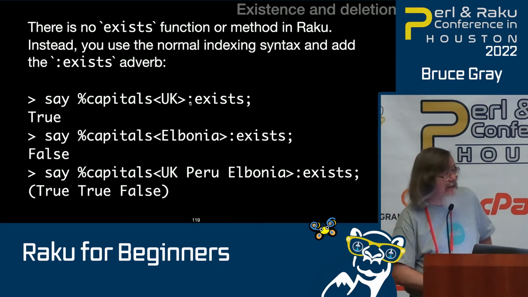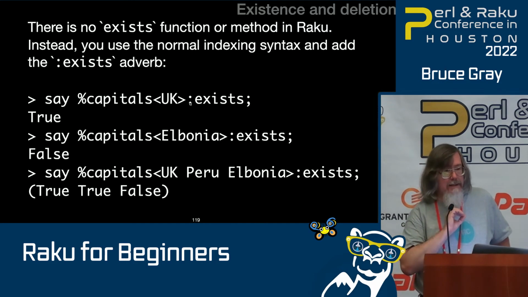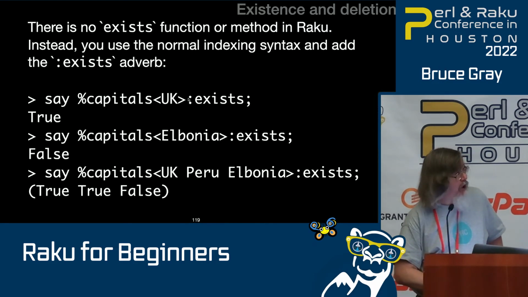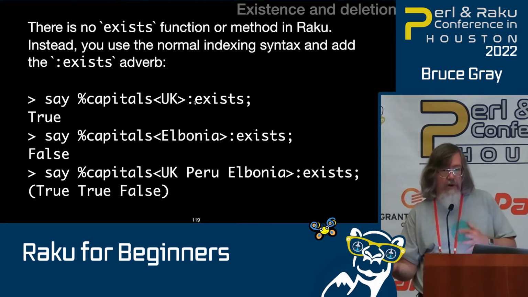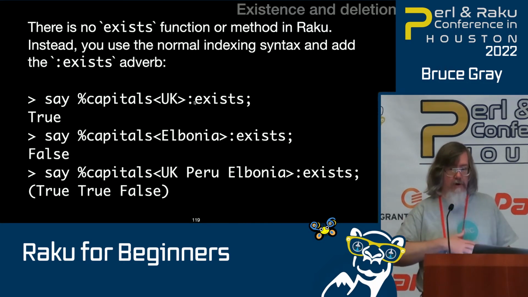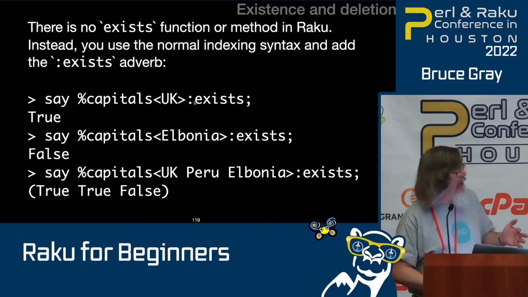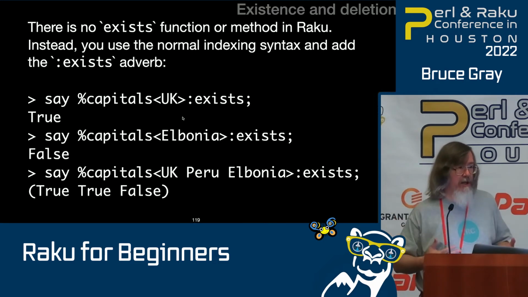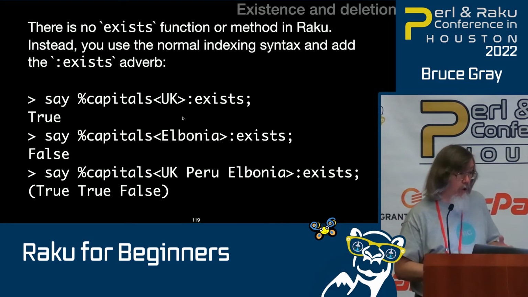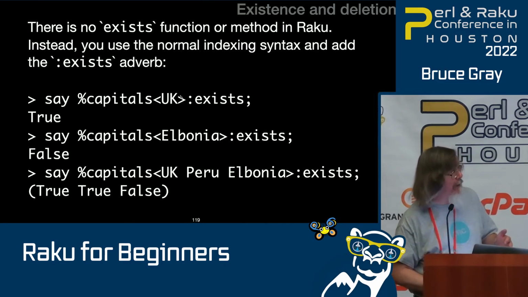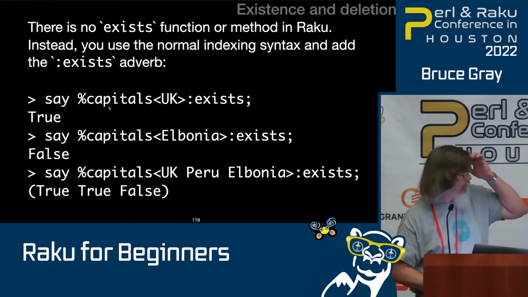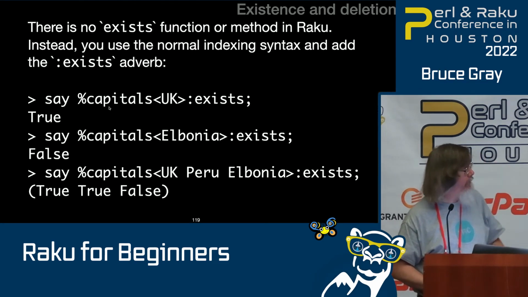Instead of calling an exists function or an exists method, you put colon exists as an adverb. What does an adverb do? It modifies a verb. So the action that we're taking is accessing the UK key in capitals. We're going to modify that action. Instead of accessing the value, we're going to ask about the presence of the key. So exists is an adverb that is modifying the access. That lets us still keep our regular syntax, just add the adverb.